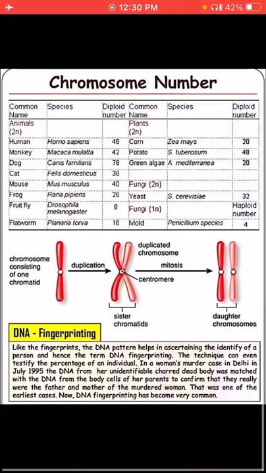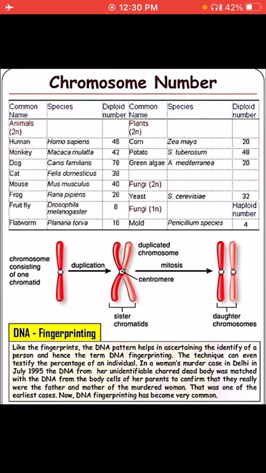This whole process takes place inside the nucleus, and the nucleus is also considered the brain of the cell, because it regulates and monitors a lot of activities inside the cell, and it controls the whole activity inside the cell.